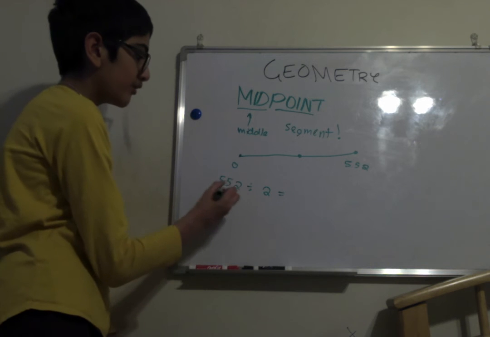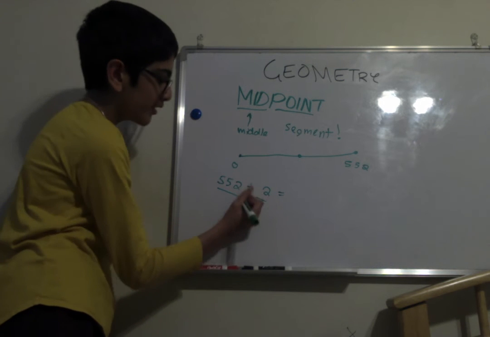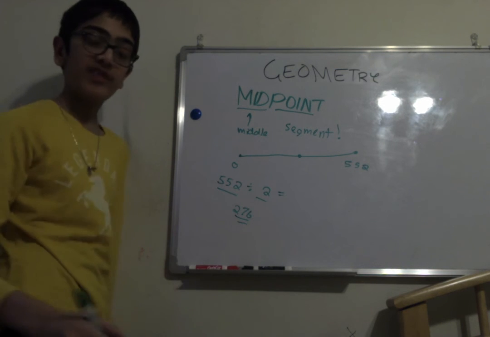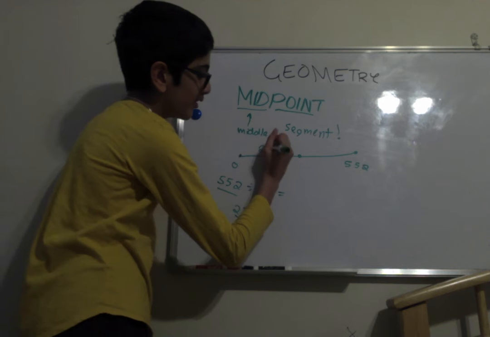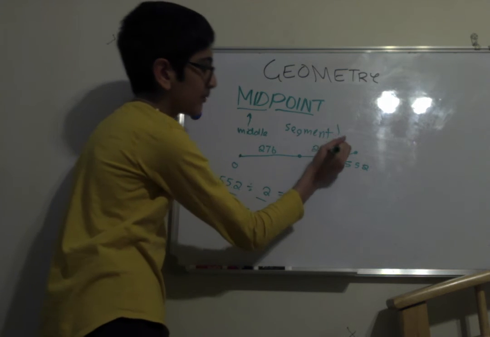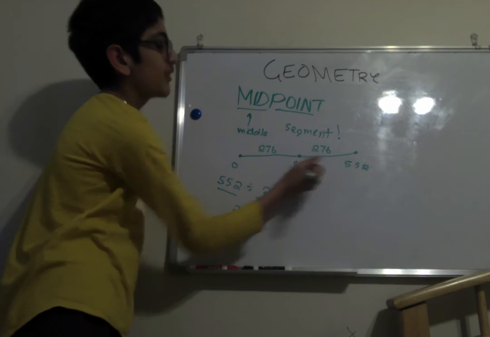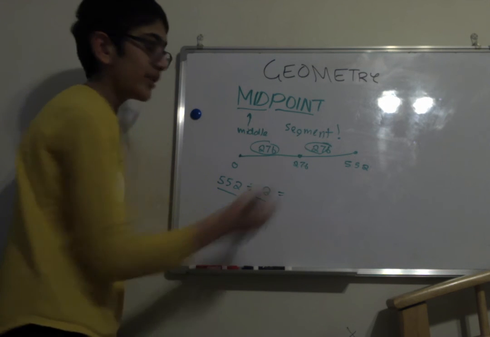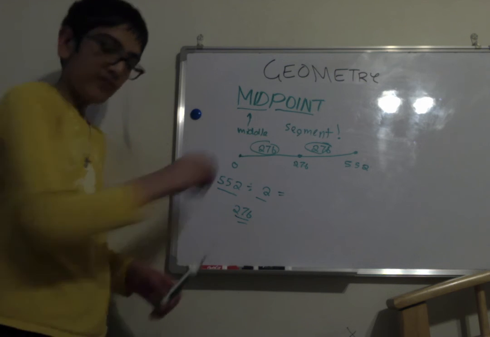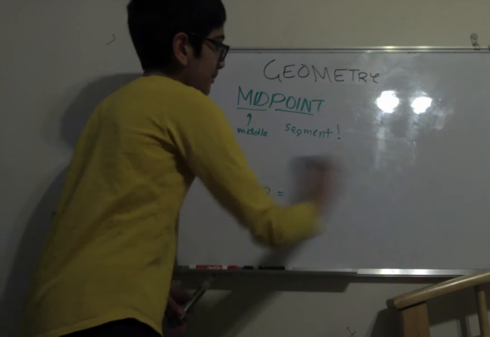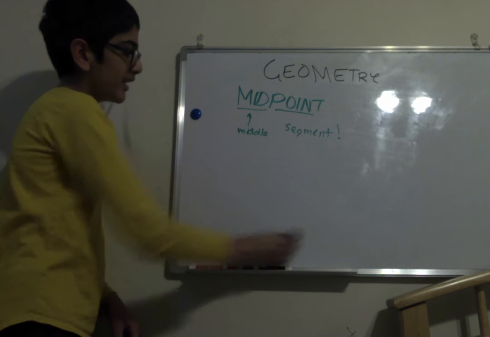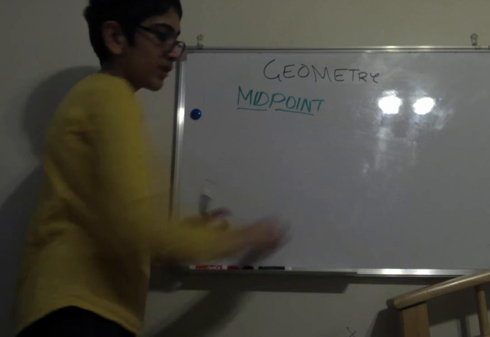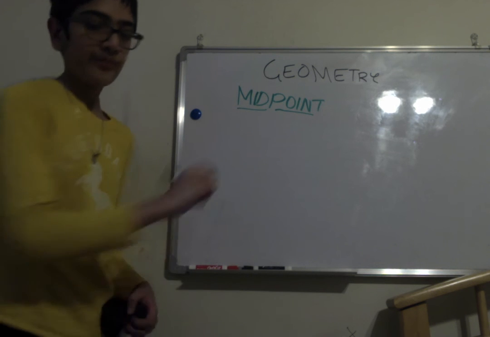So if we divide them, we would get 276. Pretty sure it's 276. So the length is 276. So the midpoint is 276. Because these two pieces are congruent. This is a midpoint. Hopefully that makes sense. So to recap, a midpoint is a point that divides a segment into two congruent pieces, congruent as in they're the same length.